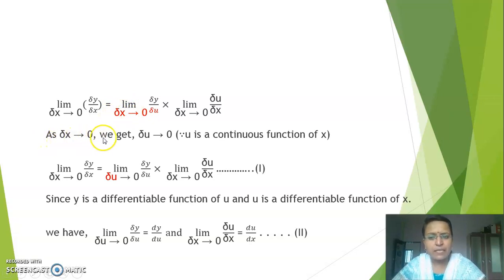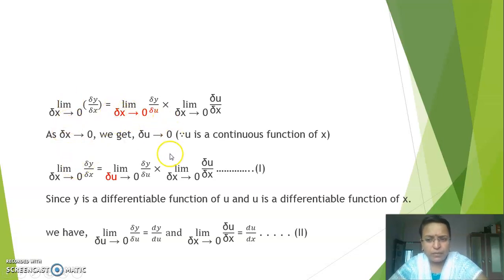As delta x tends to 0 we get delta u tends to 0, because u is a continuous function of x. It is a given condition. It is differentiable, therefore it is continuous. We know the relation between continuity and differentiability: every differentiable function is continuous, and therefore u is a continuous function of x, and therefore this delta x converts into delta u.